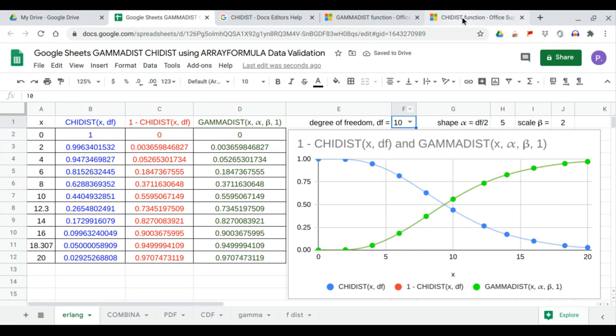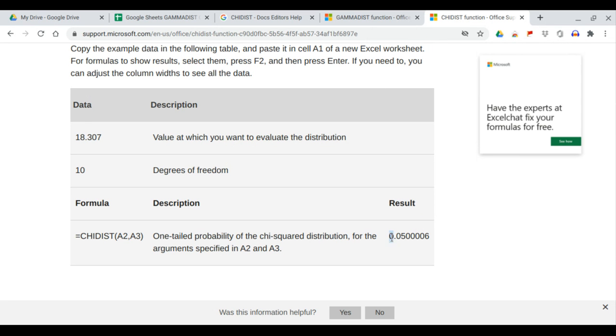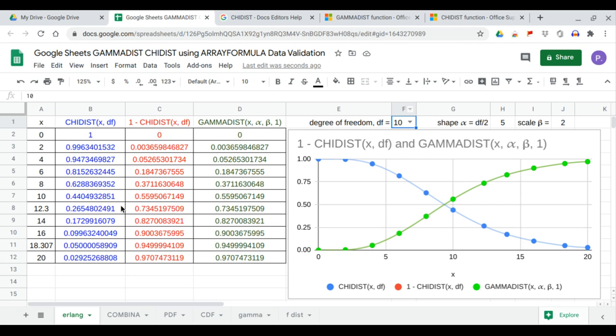Our value for CHIDIST here is 0.05000006, which is still the same as 0.0500000589. This completes the comparison of GAMMADIST and CHIDIST using array formula and data validation.